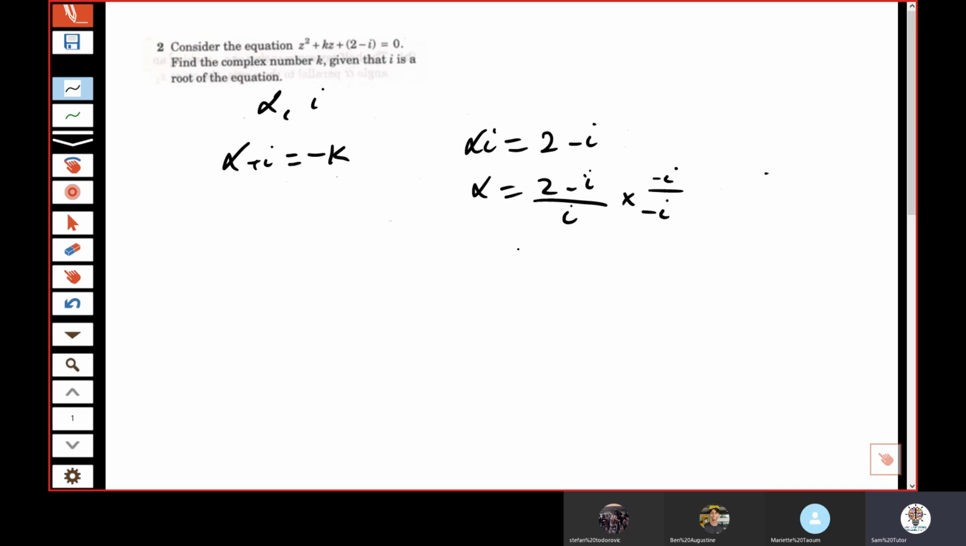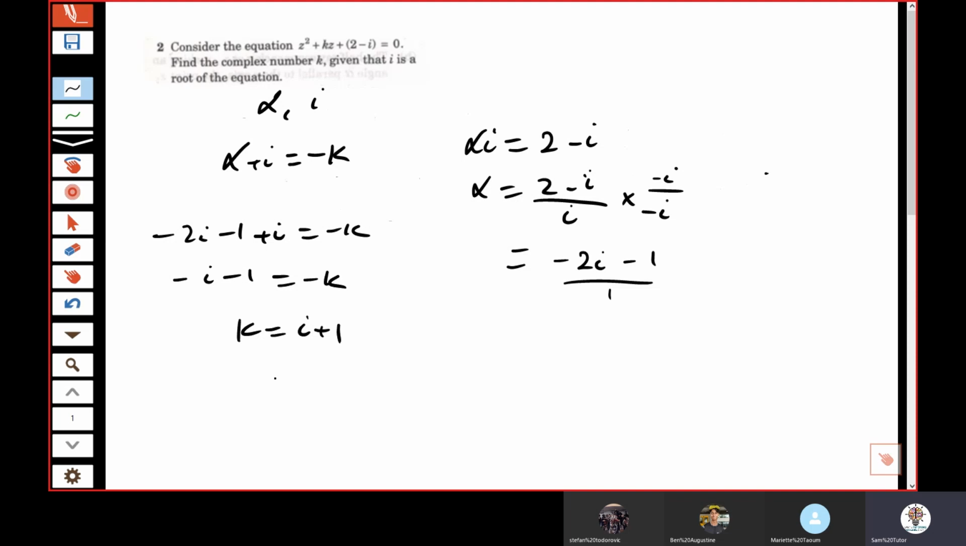Still with me? Equals negative 2i, negative i times negative i is i squared, which means minus 1, on negative i squared, which is actually 1. Now that you've found alpha, so you found the second root, sorry, we're going to sub that second root into the formula we have for alpha. So alpha is negative 2i minus 1 plus i equals negative k. Negative 2i plus i is negative i minus 1, which equals negative k. Therefore, k equals i plus 1.